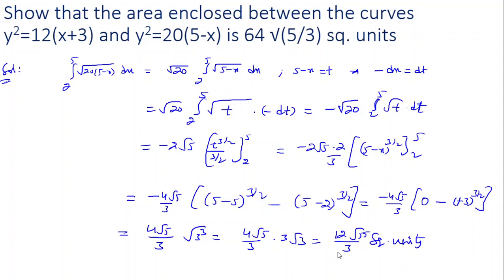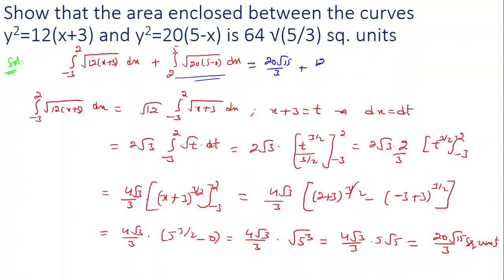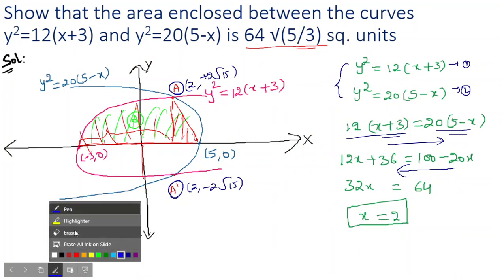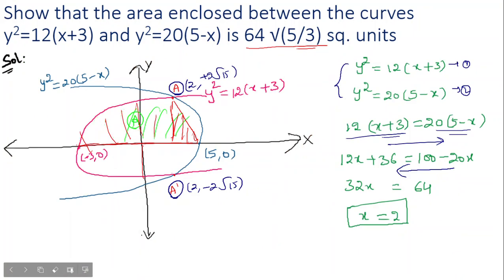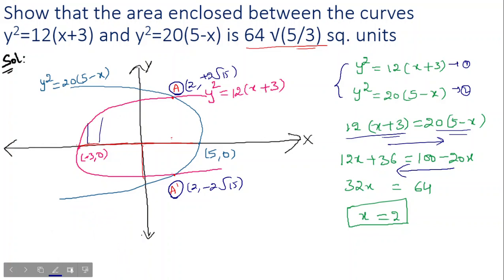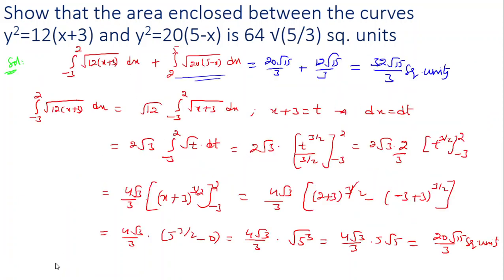12 root 15 by 3 square units. So this is 12 root 15 by 3, and the whole area is 32 root 15 by 3 square units. So we have found the area of the upper part, which is 32 root 15 by 3 square units.